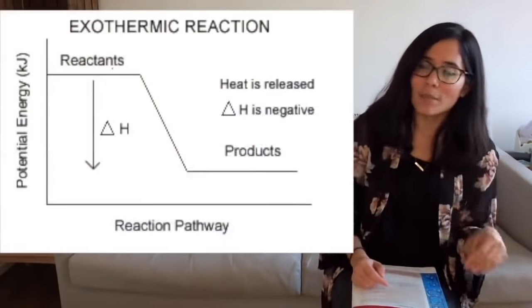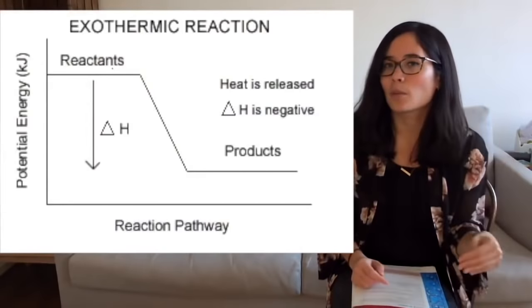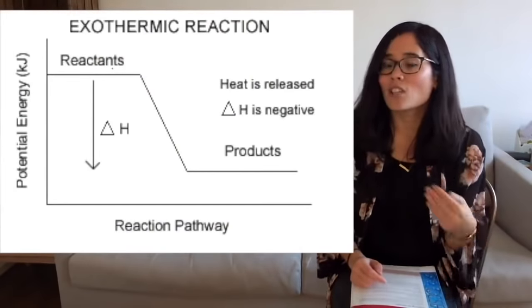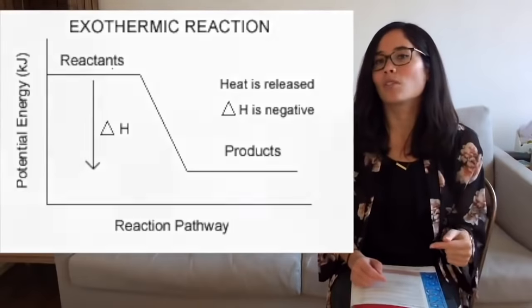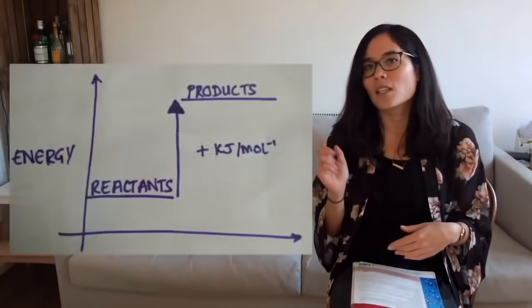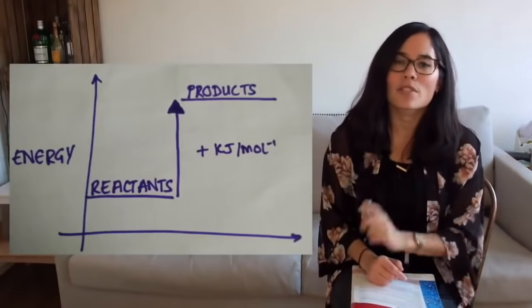I mentioned the graph, so if you look at an exothermic reaction, you can see that the reactants have more energy than the products because they're at a higher level on the graph compared with the products, which means that the energy change is negative, which is why you'll see a negative sign in front of an exothermic reaction. For an endothermic reaction, you'll see the graph is slightly different. You'll see that the reactants are lower in energy than the products, so you see a positive sign there.